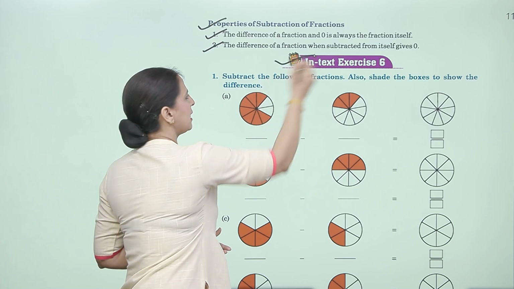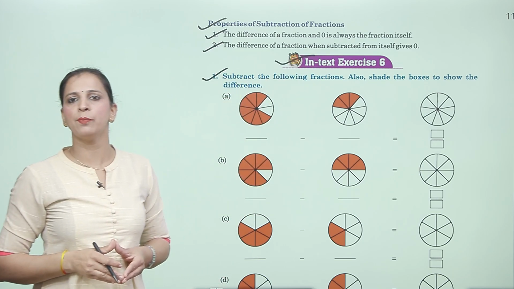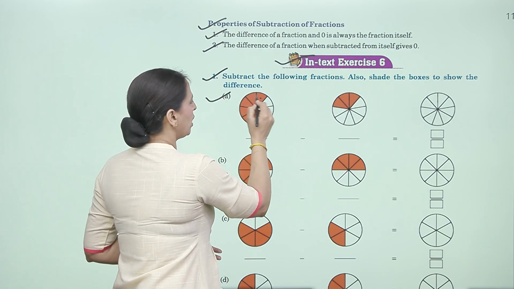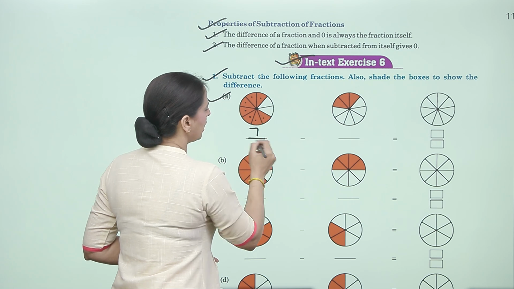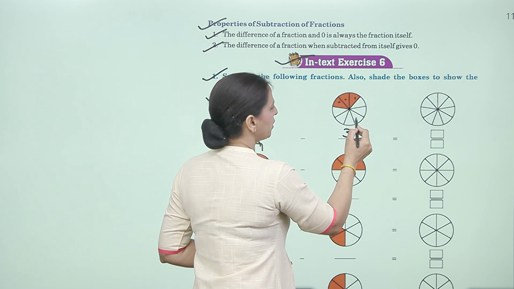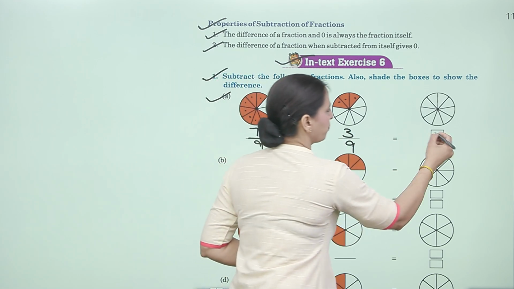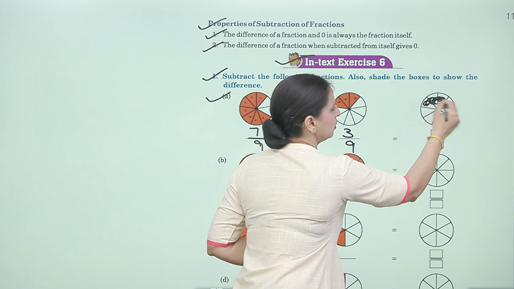Now in Test Exercise 6, question number 1. Subtract the following fractions. Also shade the boxes to show the difference. Now A part. 7/9 minus 3/9. Counting 1, 2, 3, 4, 5, 6, 7 upon 9. 1, 2, 3 means 3 upon 9. 7 minus 3 is 4/9. 1, 2, 3 and 4.